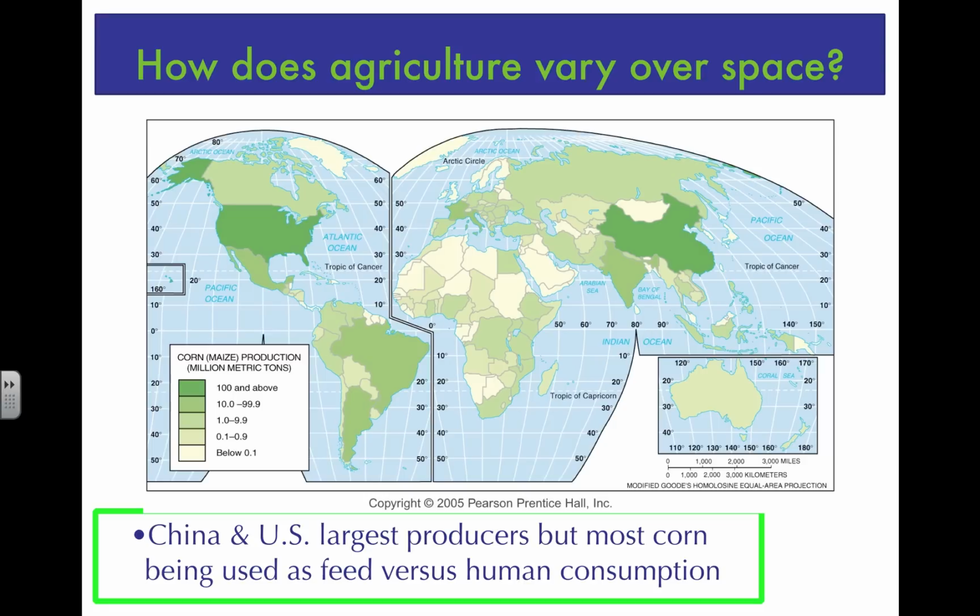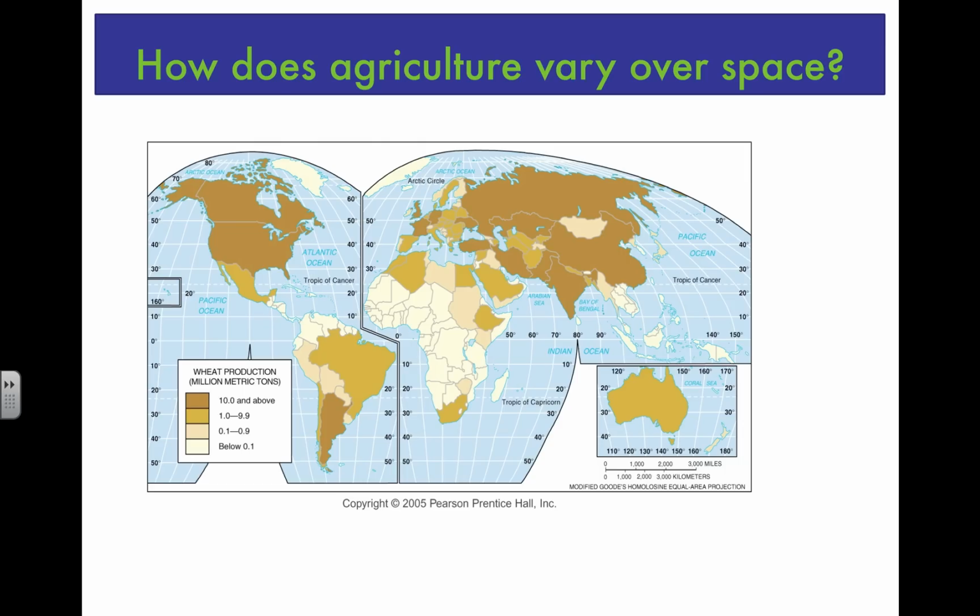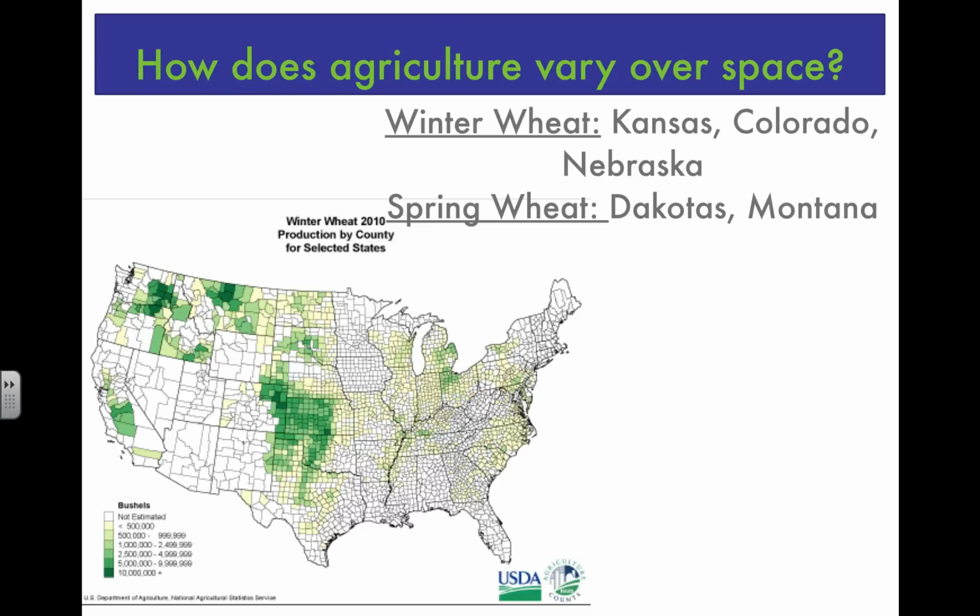And then you can see here that for corn, both China and the U.S. are the largest producers, but most corn is being used for feed for animals versus actual human consumption with this grain farming. You can see here where that's actually happening in the United States. That's being concentrated in the Corn Belt region of the United States. So the Midwest region, same one that we looked at at the beginning of the video. And let's keep going here.